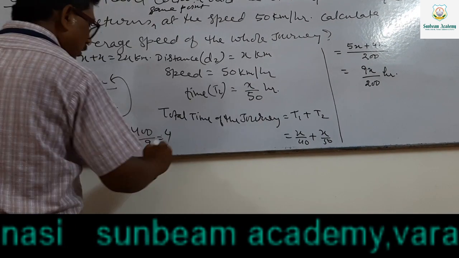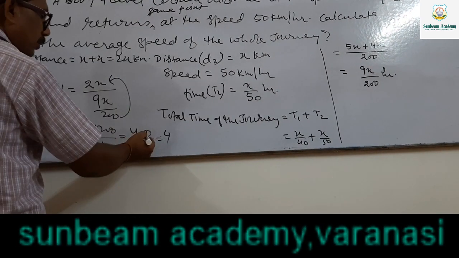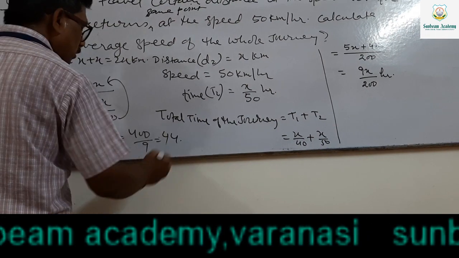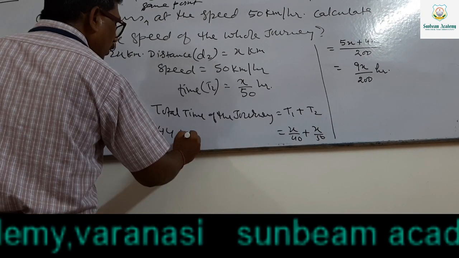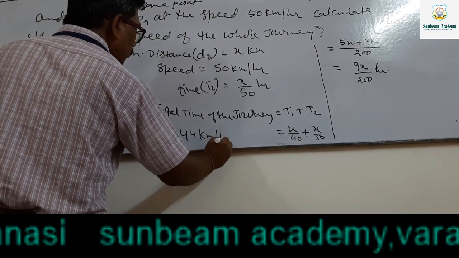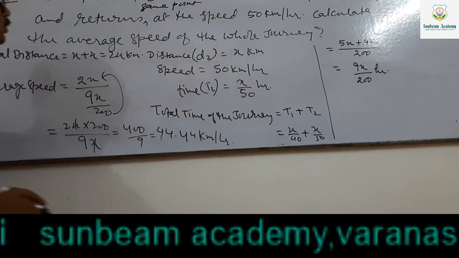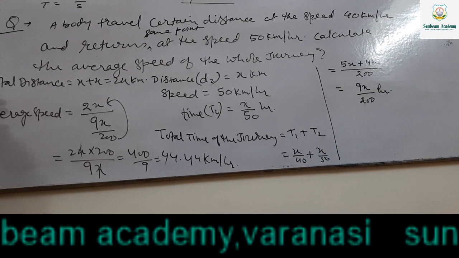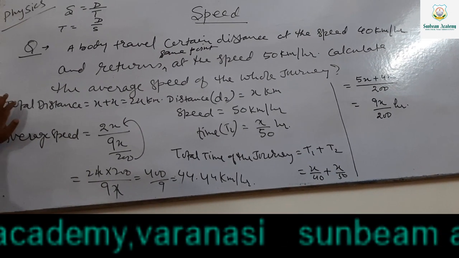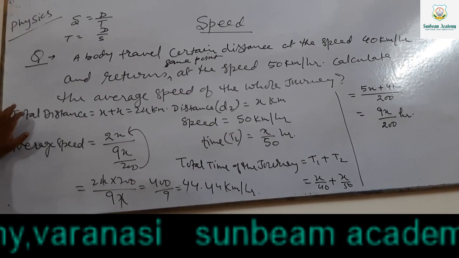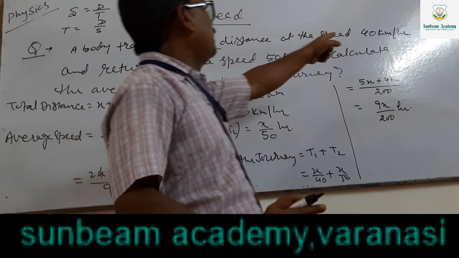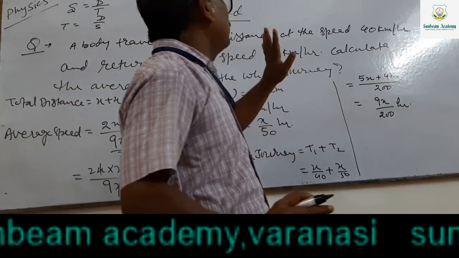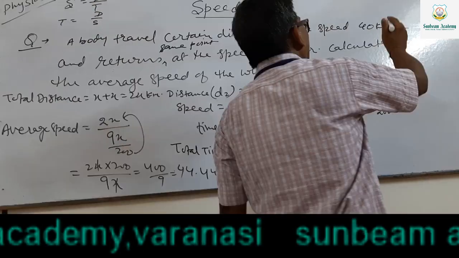Now, 36, 4, now 36, 4, that is 44.44 kilometer per hour. So, average speed of the whole journey will be 44 kilometer per hour. In this type of problem, you should never add the speed and divide it by 2, because this is the wrong method to find the average speed.